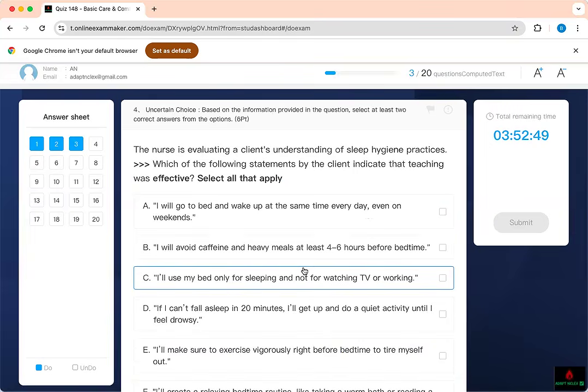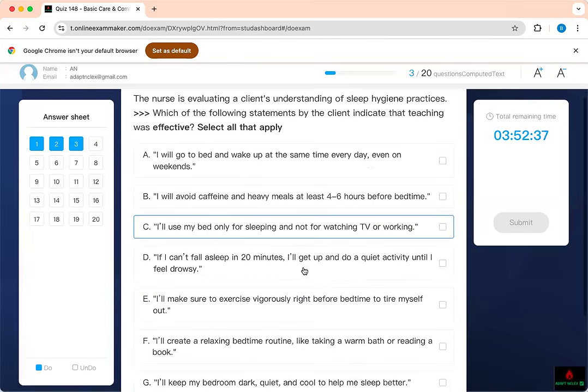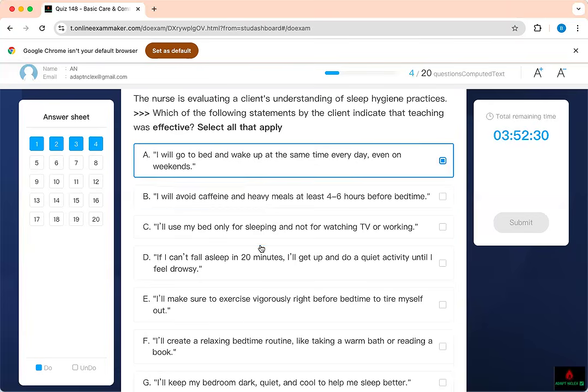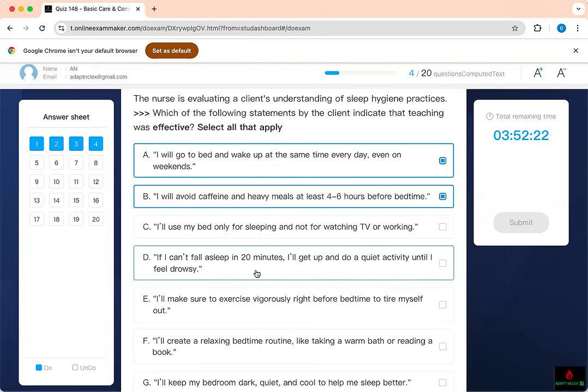Number four, the nurse is evaluating a client's understanding of sleep hygiene. Which of the following statements by the client indicates that teaching was effective? That means you've taught them something. They know about sleeping. What is good for sleep hygiene? I will go to bed and wake up at the same time every day, even on weekends. Excellent, keep your routine going. I will avoid caffeine in every meal 4 to 6 hours before bedtime. It will keep you awake, so avoid it. That is good.